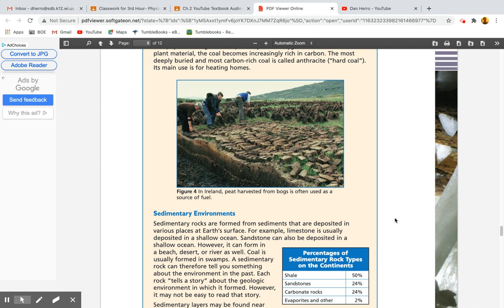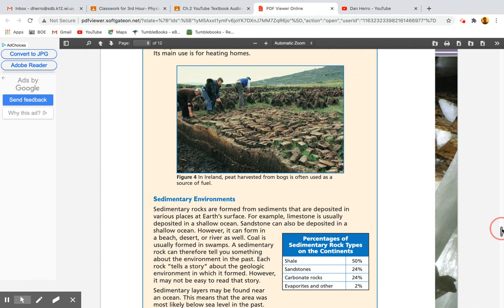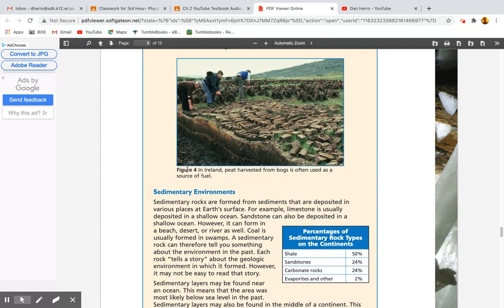So figure 4, let me scroll down a little bit. Okay, figure 4 shows that in Ireland, peat harvested from bogs is often used as a source of fuel.